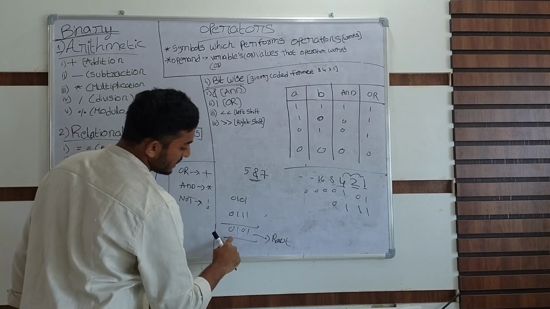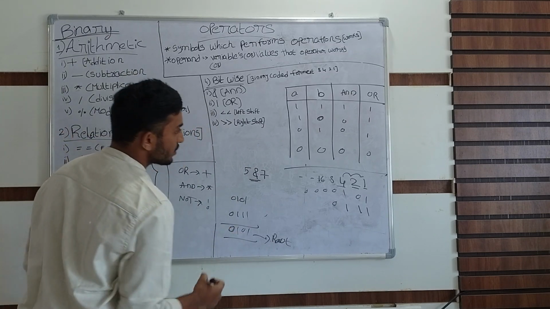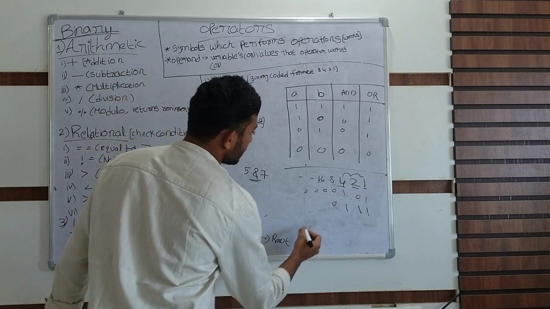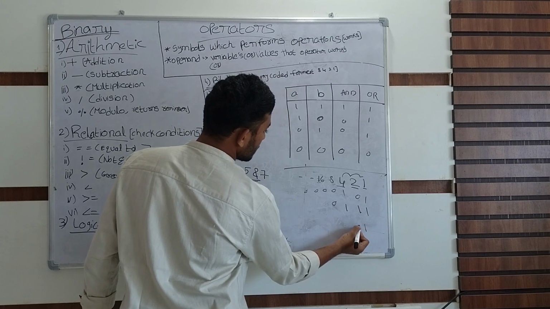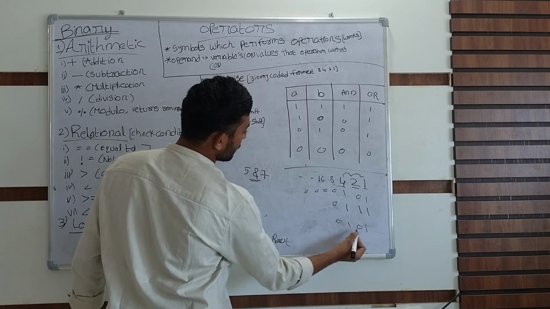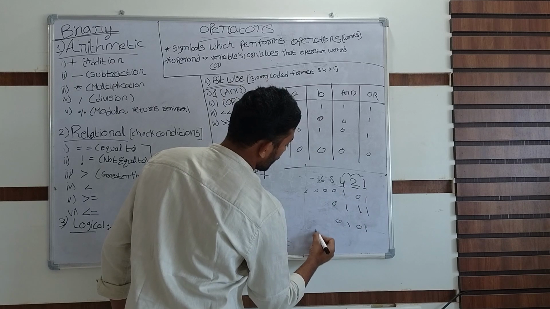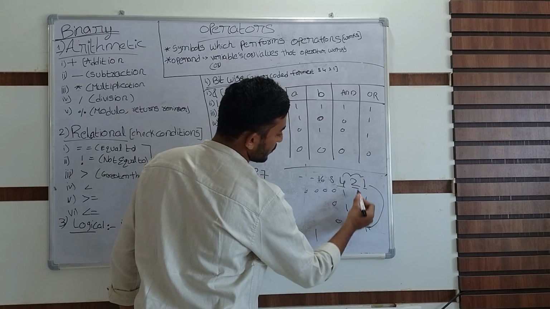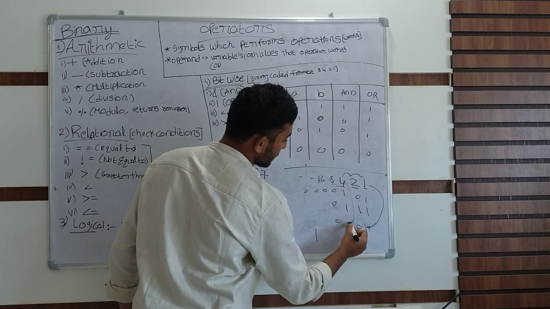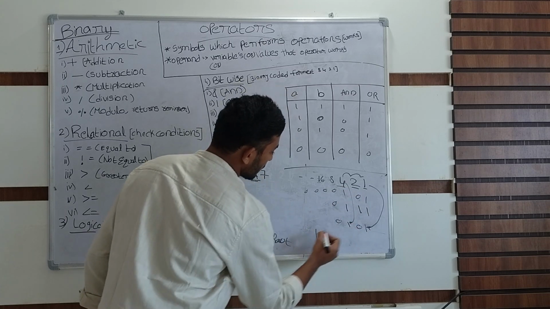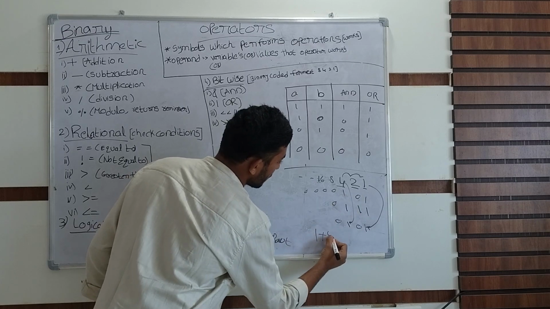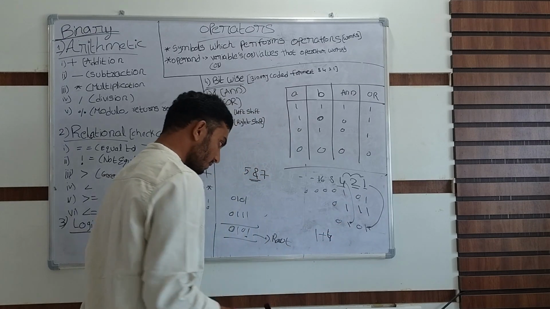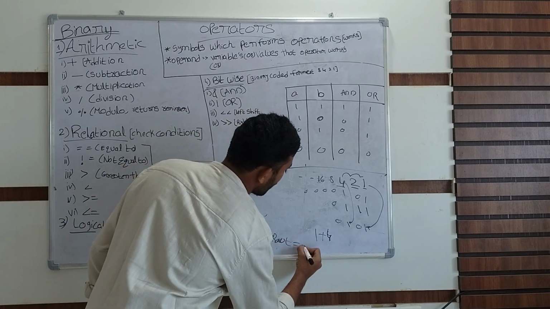For this binary code, what is the result? We have to check from this. First write it: 1 0 1 0. Here 1 means 1, 2 is not used, 4 is used, and 8 is not used. That means only 1 plus 4. The result is equal to 5.